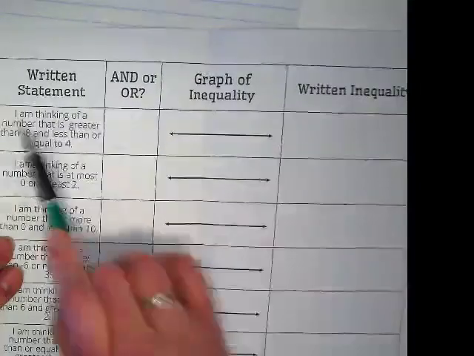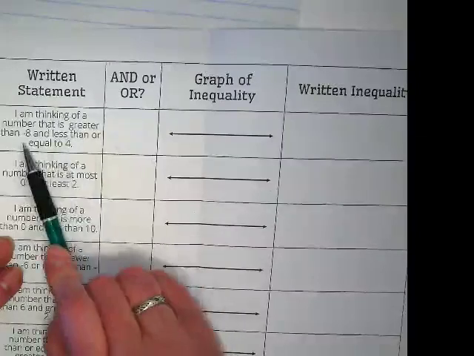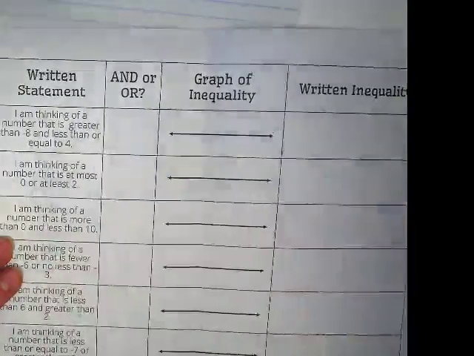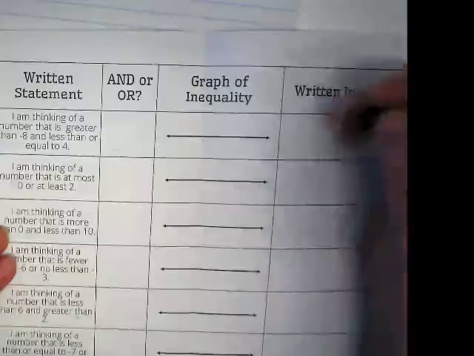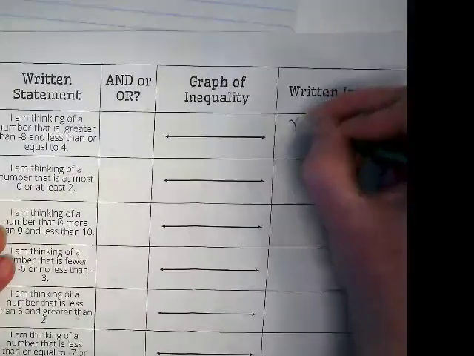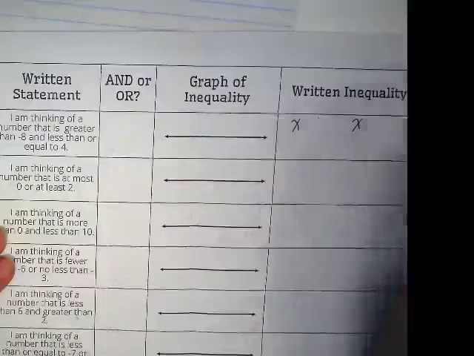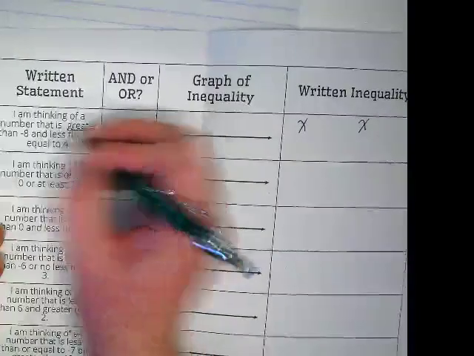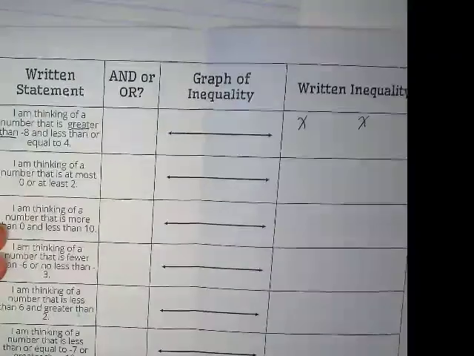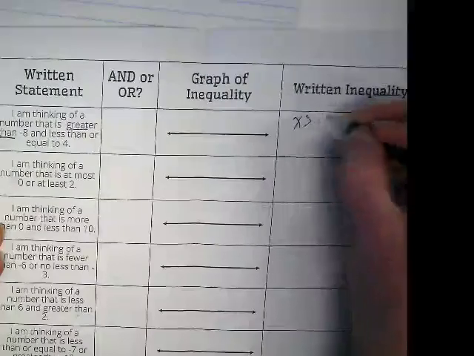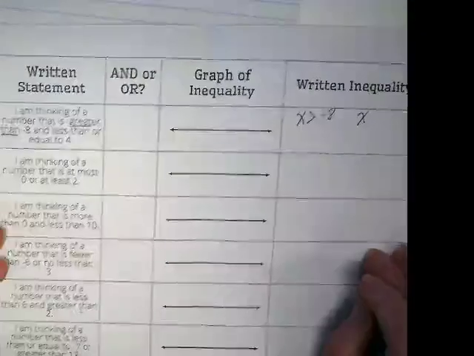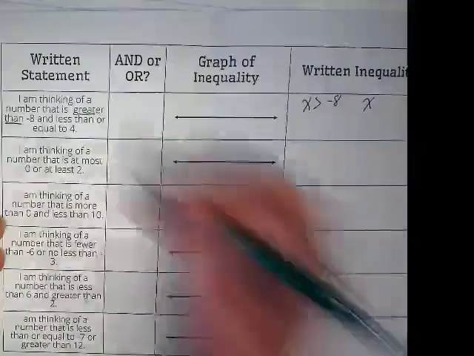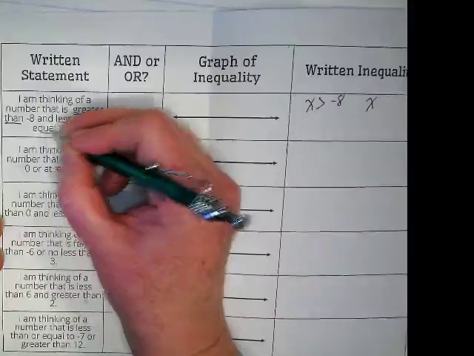I'm thinking of a number that is greater than negative 8 and less than or equal to 4. So my written inequalities, I'm going to have two x's. The first x is what? Greater than negative 8. Greater than negative 8. And my second x is? Less than or equal to 4. Less than or equal to 4.